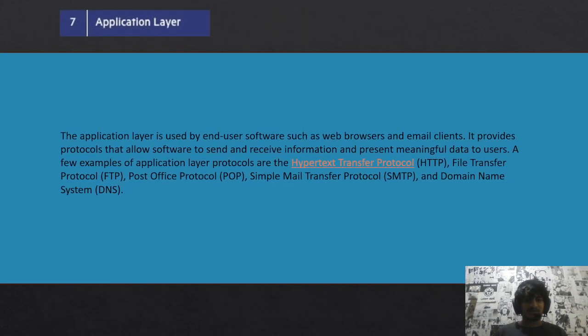Now, application layer. The application layer is used by end user software such as web browsers and email clients. It provides protocols that allow software to send and receive information and present meaningful data to users. A few examples of application layer protocols are the hypertext transfer protocol, that is HTTP, file transfer protocol FTP, post office protocol POP, simple mail transfer protocol SMTP, and domain name system, that is DNS.